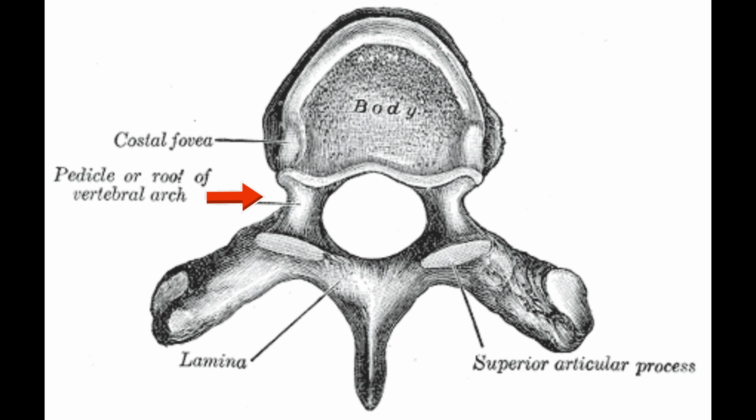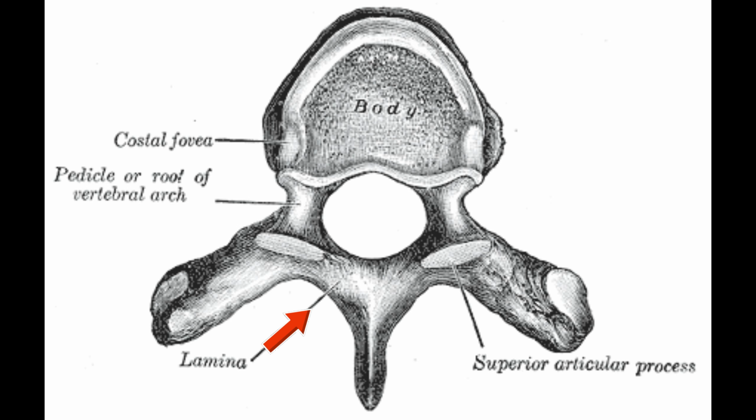Pedicles, radices arcus vertebrae. The pedicles are 2 short, thick processes which project backward, one on either side, from the upper part of the body, at the junction of its posterior and lateral surfaces. The concavities above and below the pedicles are named the vertebral notches, and when the vertebrae are articulated, the notches of each contiguous pair of bones form the intervertebral foramina, already referred to.